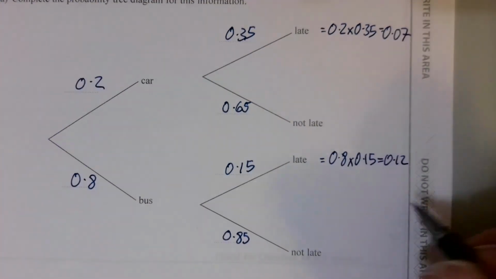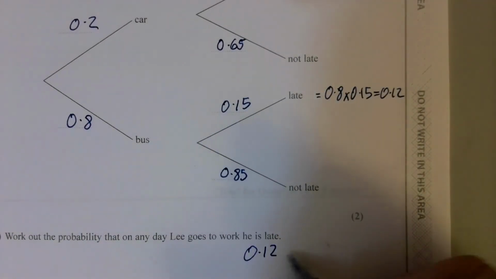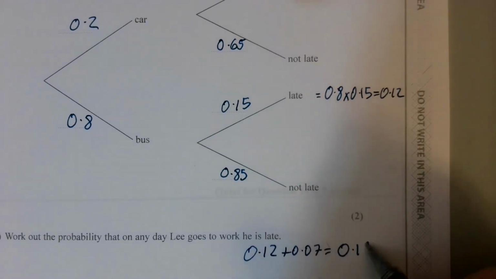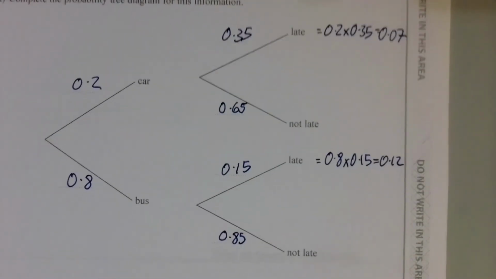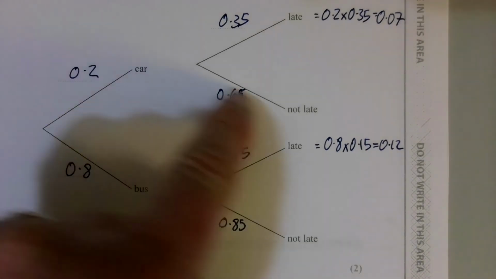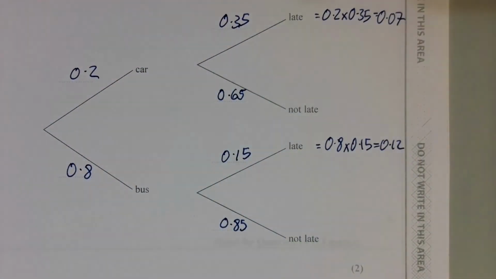So then the chance he's late on any given day is going to be 0.12 plus 0.07, which is 0.19. And that's all your marks done there. By the way, if you wanted to work out that route there and that route there and then add all 4 together, that will come to 1. Otherwise you've made a mistake.